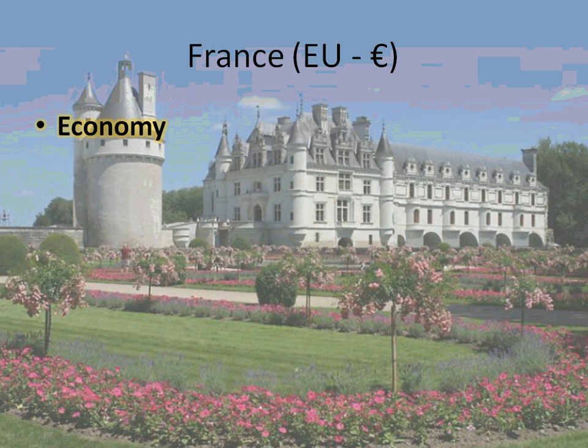Economy. In France, the main parts of their economy are M, A, and S. Who can give me the M? Sammy. Manufacturing. And what does manufacturing mean? Reminders, reminders, reminders. Making things. Good. Manufacturing, making things. Now we need the A.